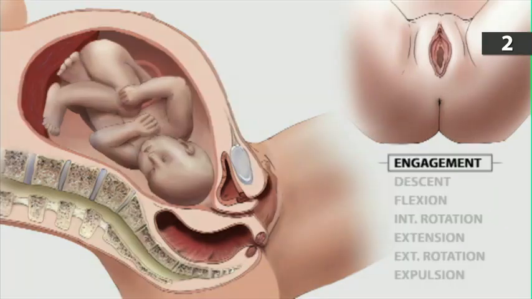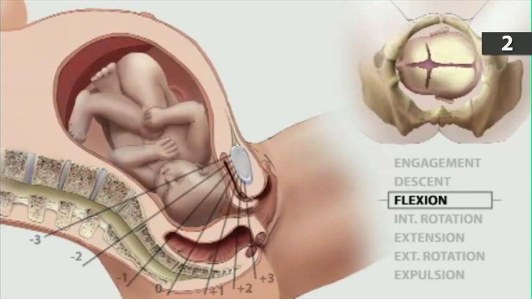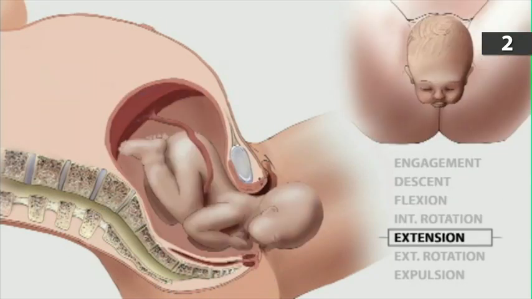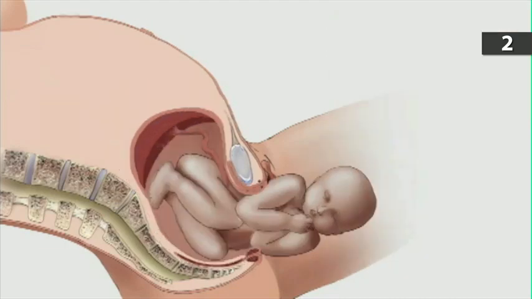Next, what are the cardinal movements of labor? So you have engagement, descent, flexion, internal rotation, extension, external rotation, and finally expulsion.